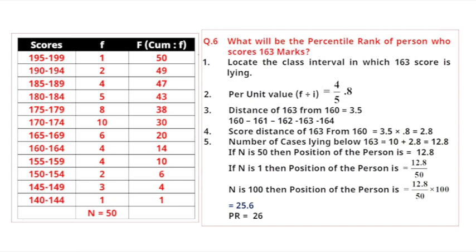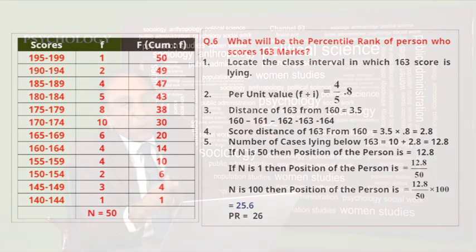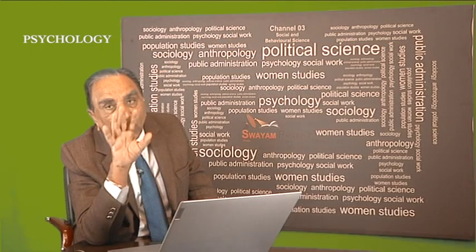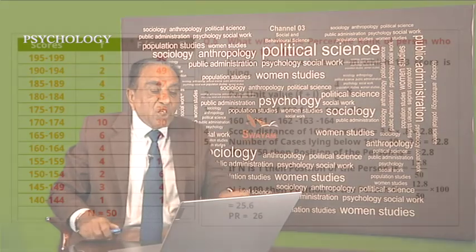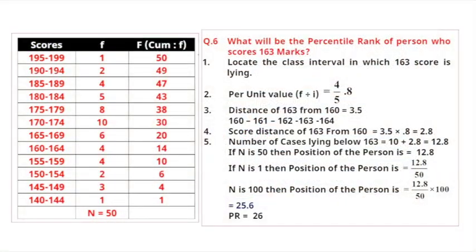So, I have calculated the score 2.8, which is the score distance of, I am repeating, 163 from 160. Now, what are you calculating? What do you want to know? You want to know the position of the student who has got 163 marks. Now, you see, the score distance of 163 from 160 is 2.8.